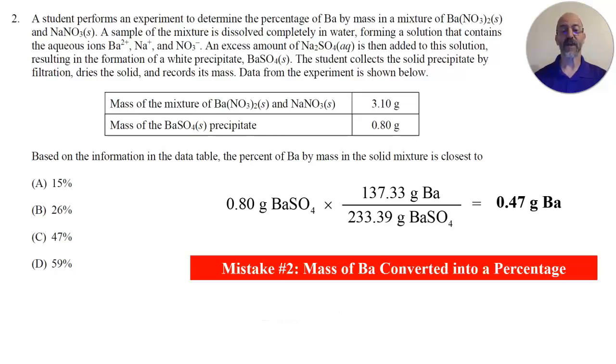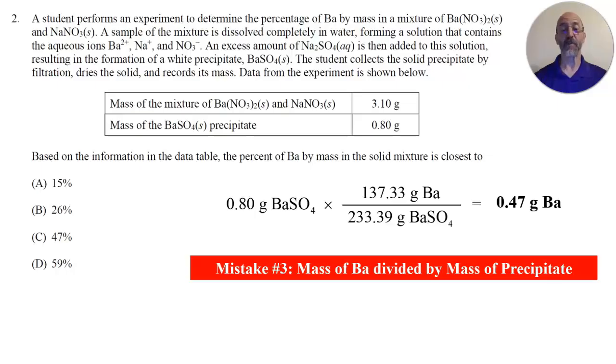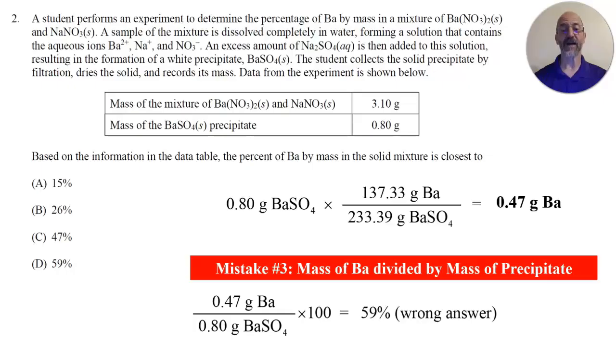Mistake number 2. The student took the mass of barium, which is 0.47 grams, and simply converted that number into a percentage. They got 47%, which is the wrong answer, but that's listed as choice C. And mistake number 3, the student took the mass of barium, which is 0.47 grams, and divided by 0.80 grams, which is actually the mass of the precipitate and not the mass of the mixture. They got 59%, which is the wrong answer, and that is listed as choice D.